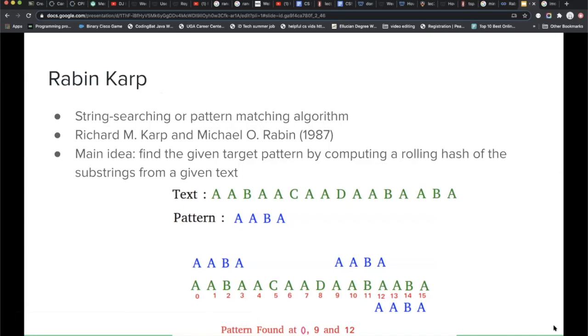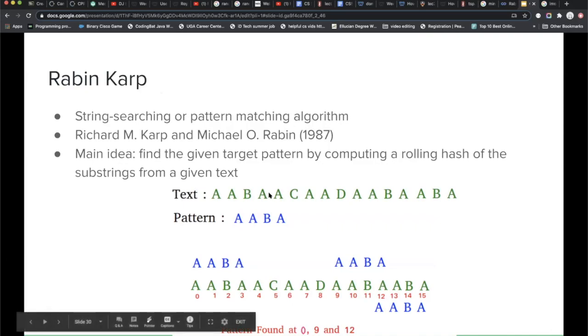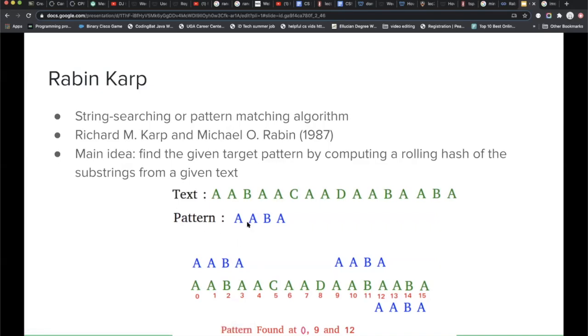The main idea here is to find the given target pattern by computing a rolling hash of the substrings from a given text. As you can see here, we have the main text given here. Then we'd have a pattern that we're looking for, and we could use a rolling hash to compare the values. The original approach would be a brute force algorithm where you would compare letter by letter. But as you can probably imagine, that's very inefficient and would take forever. But if you had a rolling hash, you'd be comparing just the hash values at that point.